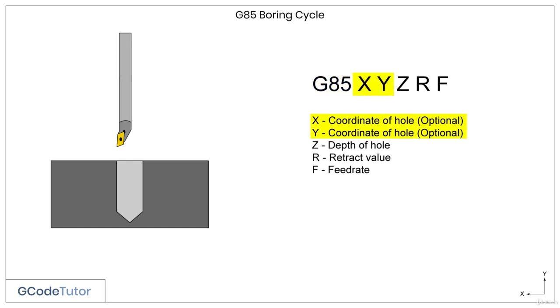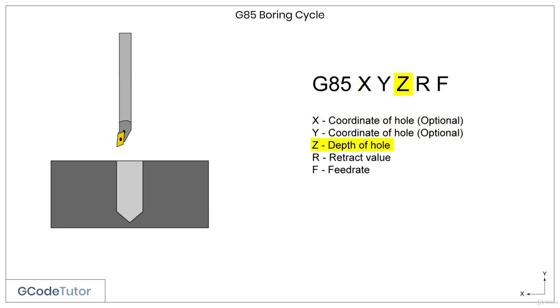The same as the other cycles we've discussed, the X and Y coordinate positions are totally optional. If our machine is already above the hole that we wish to bore, we don't need to add these lines. But if we have not used G00 to rapid to the position of the first hole, we can add our coordinates here and the machine will move ready to bore in position.